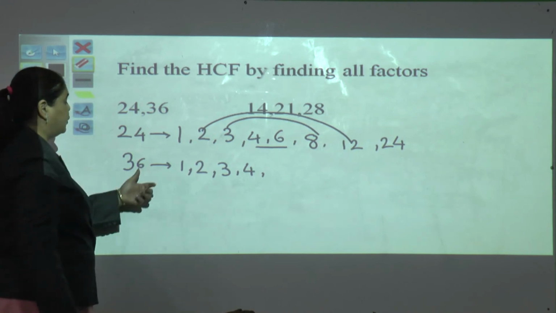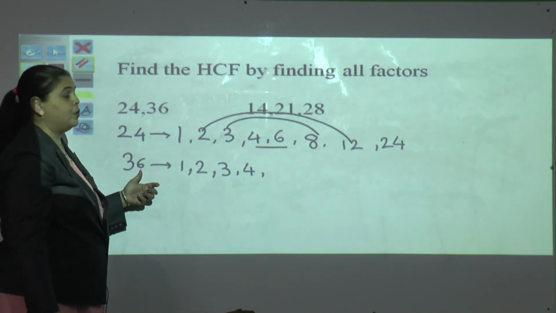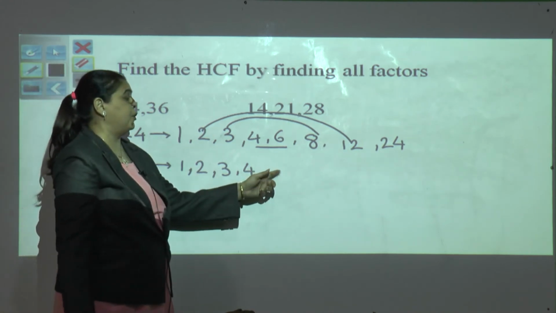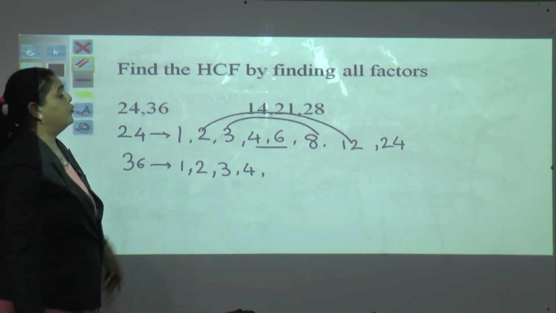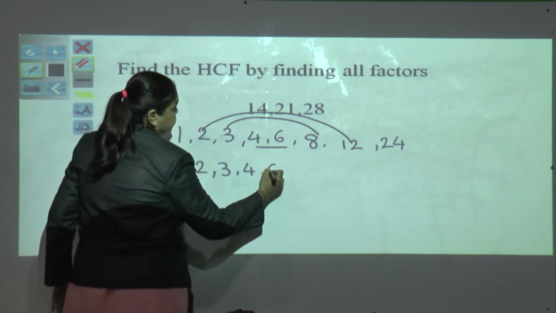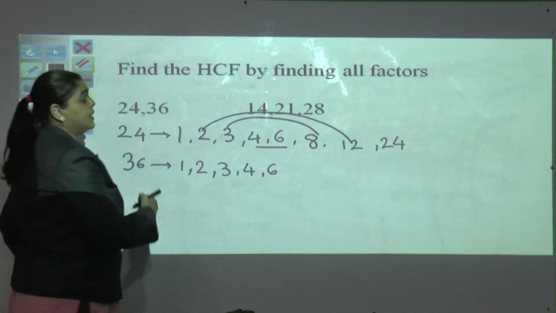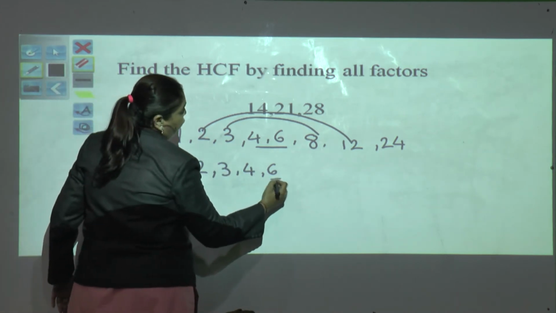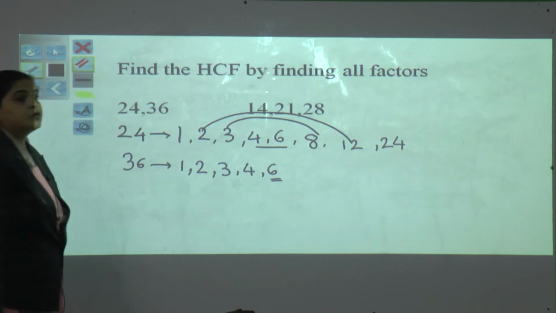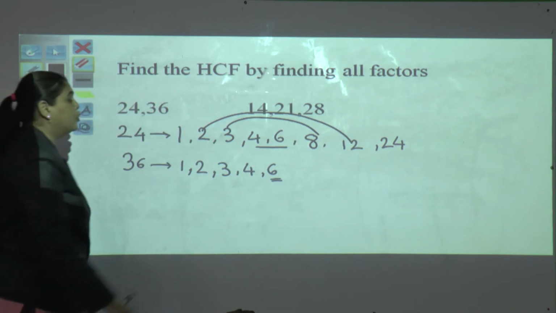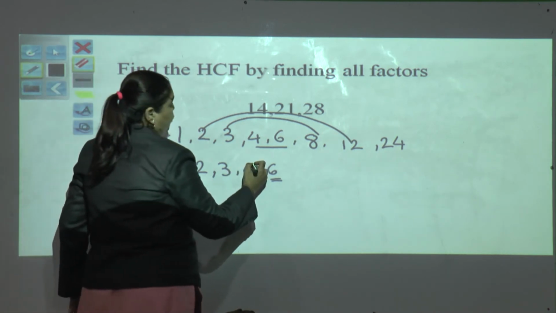Then we don't have 5 or 0 here, so it is not possible to write. We will not go for 5. Then we will go for the next number, that is 6. 6 6s are 36. So we got the bridge here only. So we have to go for the next 4. How much are?